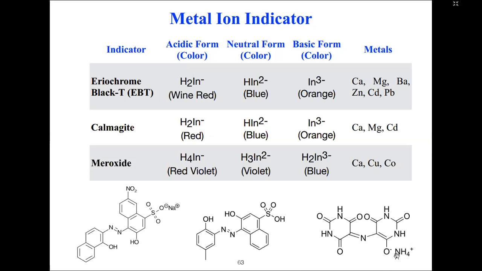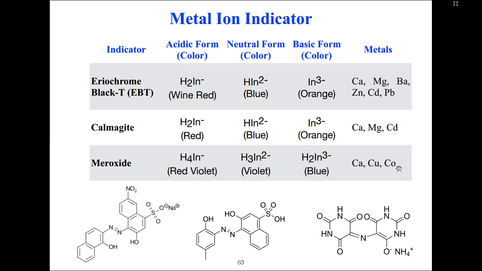You can ignore the positive charge, because you might consider that there are four hydrogens here. However, you have to ignore that, because that is just the counter ion. The main compound is the larger one. So this is four hydrogens, indicator -. You remove one of them, then it will be a neutral form, 2-. Then you remove the other one, there will be two hydrogens remaining, 3-. The color is red, violet, violet, blue, and this indicator can be used during the titration of calcium, copper or cobalt.